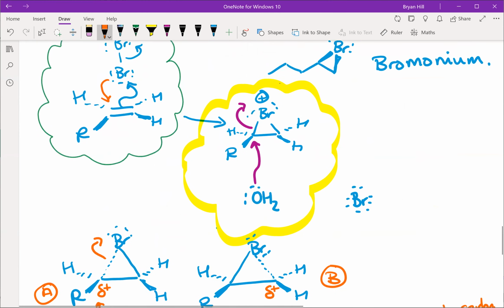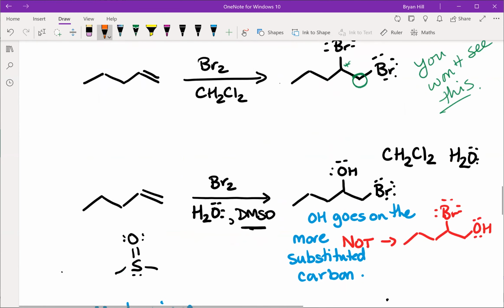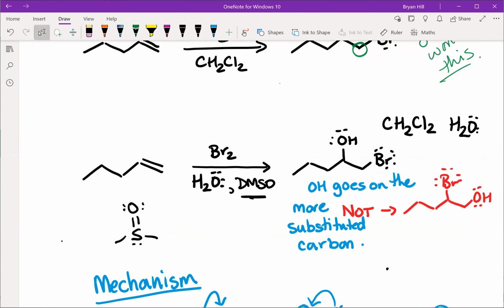So that is basically this reaction when you add water to it. I guess I should say that this is a halohydrin. It's a really old name. When you've got a hydroxyl group beside an alkyl halide, they call these halohydrins. So this is basically a halohydrin reaction.